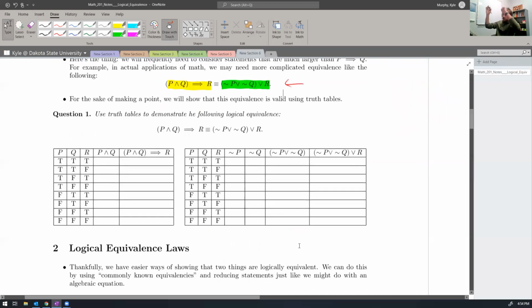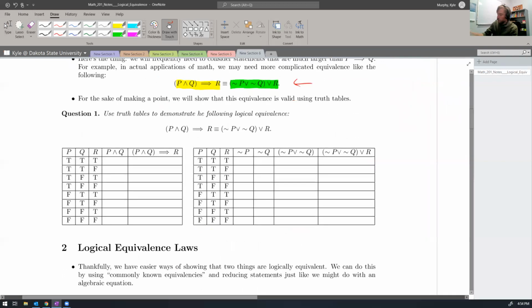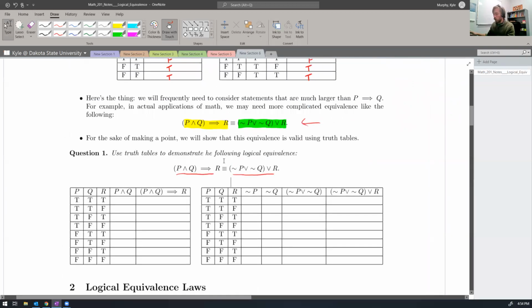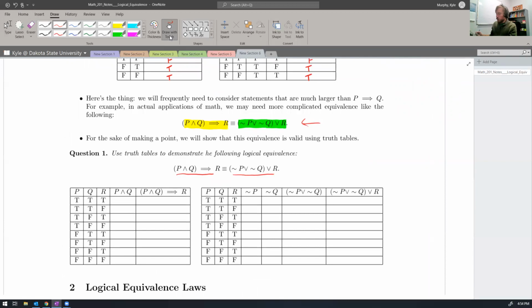So question 1 asks us to use truth tables to demonstrate the following logical equivalence: that the statement P and Q implies R is logically equivalent to the statement not P or not Q or R. Just jump right into it. So the truth table for P and Q, this column here, will be true whenever both are true, false otherwise. And so I'll rush through this column a bit here just to not take up too much time with this video.